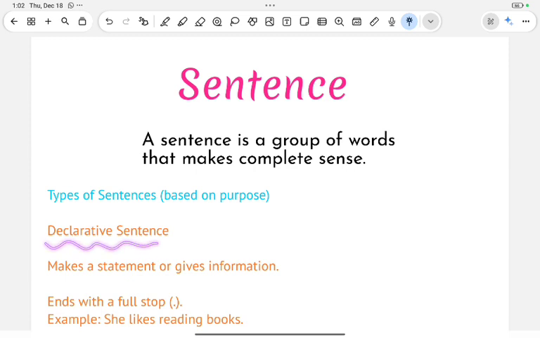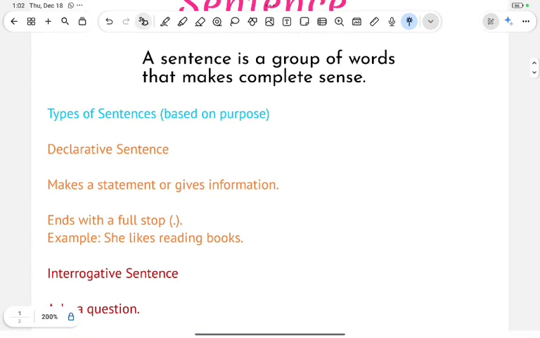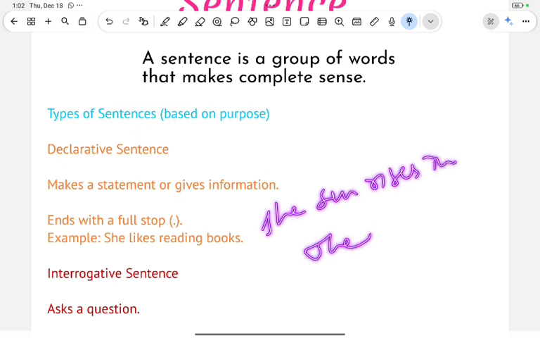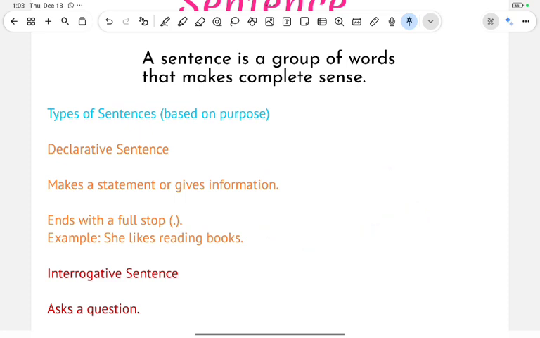First one is the declarative sentence. A declarative sentence makes a statement or gives information to us. General information it provides to us, and it always ends with a full stop. An example here is, she likes reading books. The sun rises in the east. This is also a fact, or whatever you are sharing which is genuine, and that is considered a declarative sentence.